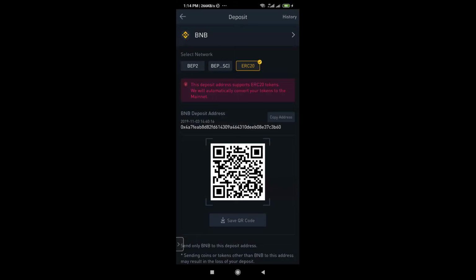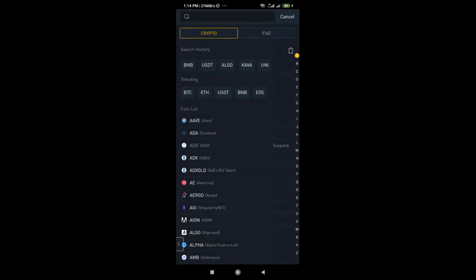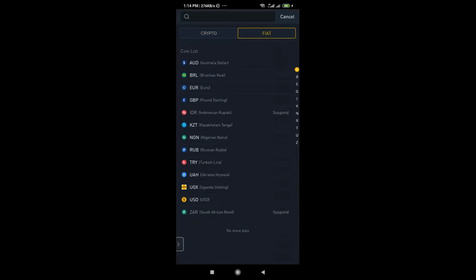But since we're not depositing crypto, let's go back here. So we're depositing fiat, and then I click on fiat. I'm seeing Nigerian naira, yep. There are other countries also: Australian dollar, Brazilian real, euro, and all of them. So I just click on Nigerian naira and see what happens. So it's very easy.